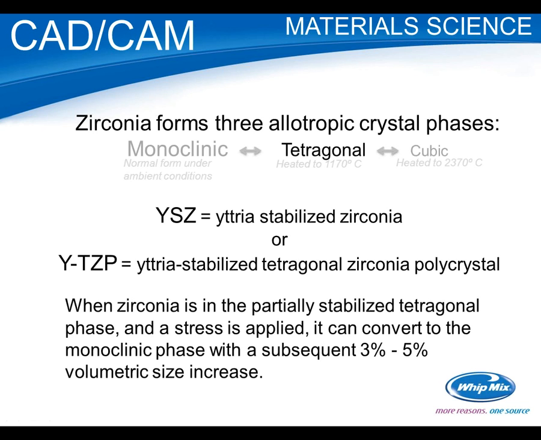Now, the magic of zirconia, what makes it special is the following. When it is stressed, so we have partially stabilized tetragonal zirconia, when a stress is applied, it'll convert to the monoclinic. Okay, it's going to go back from the tetragonal to the monoclinic with a subsequent increase in size. So let me show you this little model.